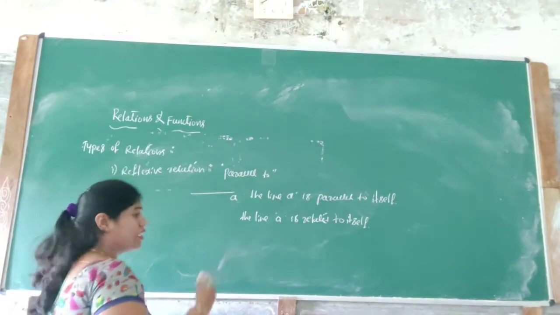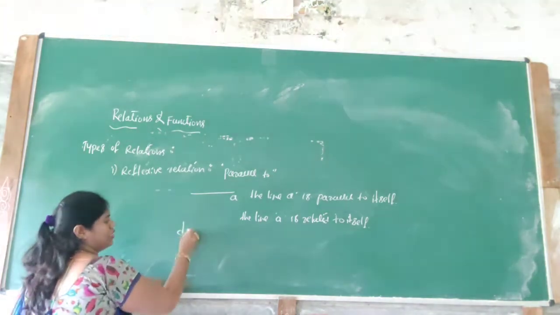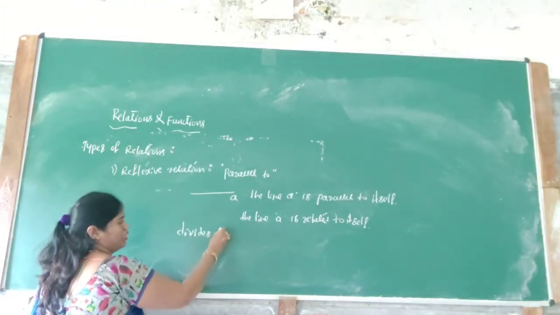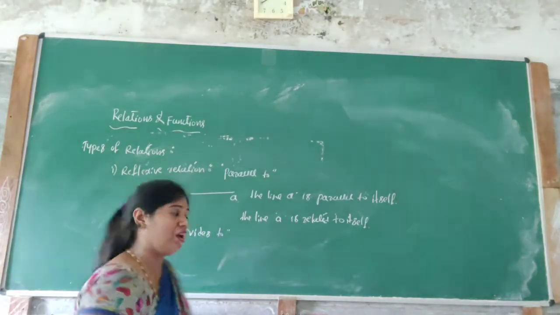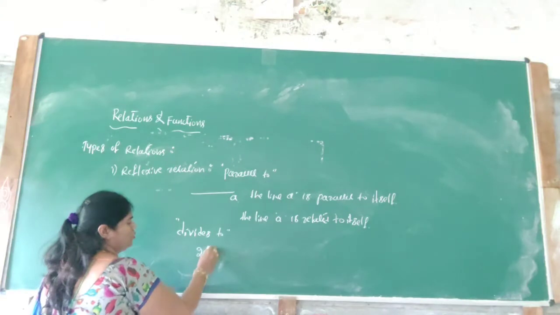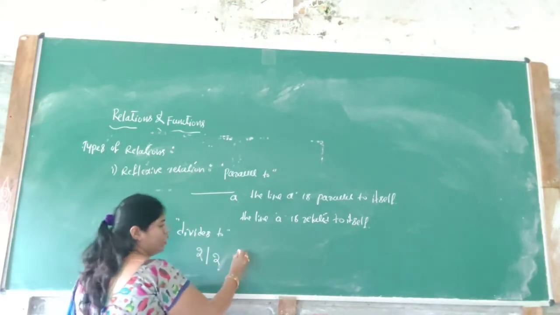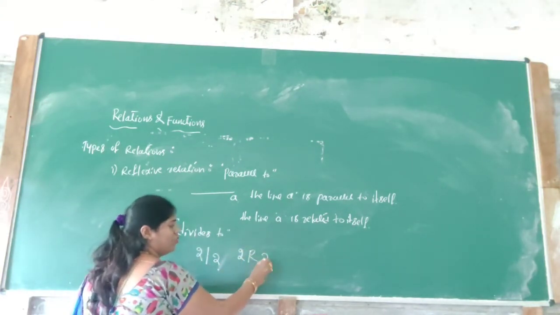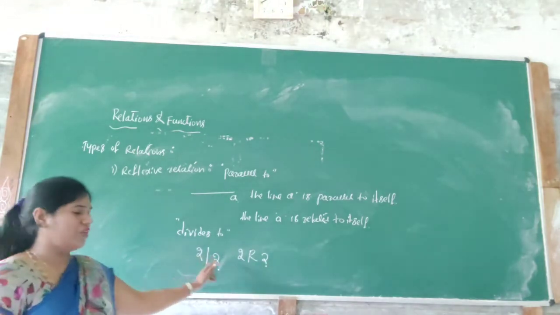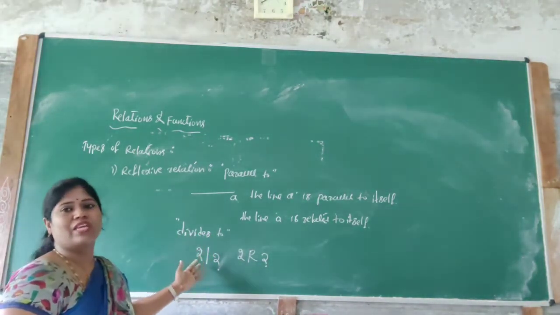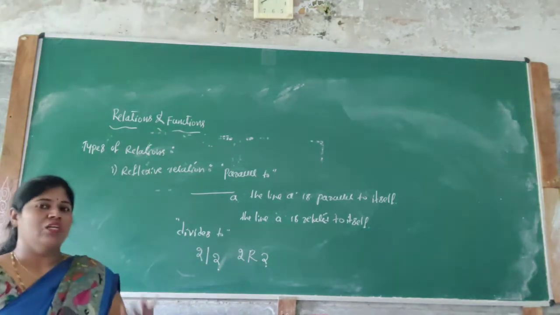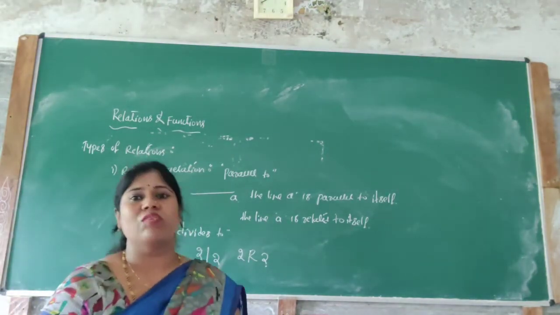Next example, divides. 2 divides 2 is also a reflexive relation. For example, 2 divides 2. Is it right? So here 2 is related to 2. So 2 divides 2. We can give this definition, and the example divides. Okay, 2 divides 2, because it is a reflexive relation.